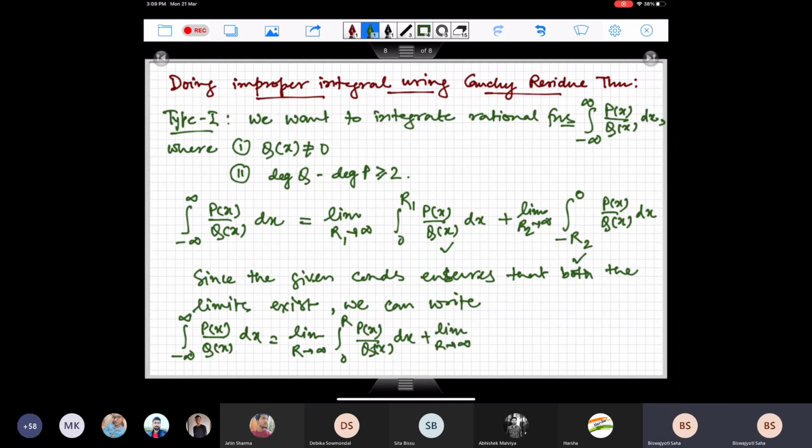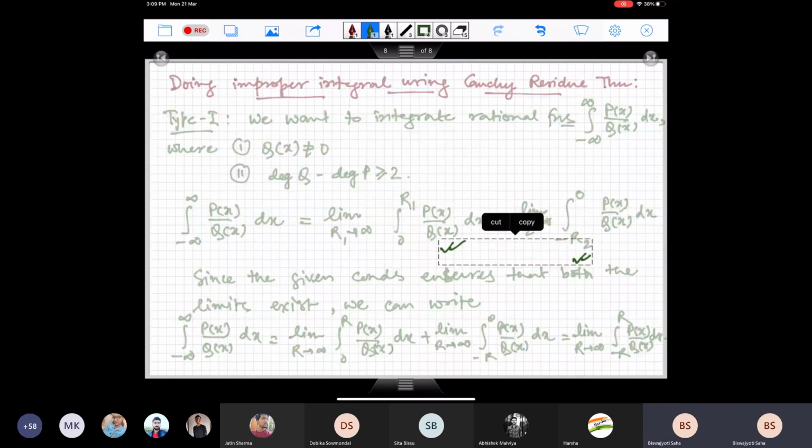Of course, when I am writing in terms of two separate limits, this r1 and r2, this r is still different from one case to another. Px by qx dx. But when you know that the limit of two things exist and you sum them, that becomes the limit of the sum. So I can write limit r tends to infinity of the integral from minus r2 plus r of px upon qx dx. Okay, so of course existence of these limits is guaranteed, and therefore I can write like this.